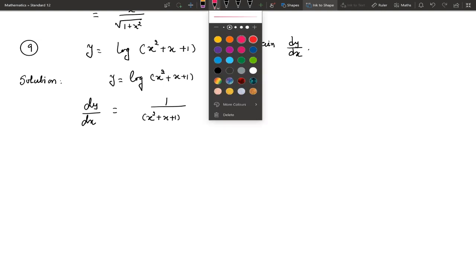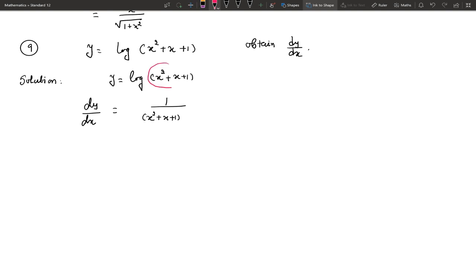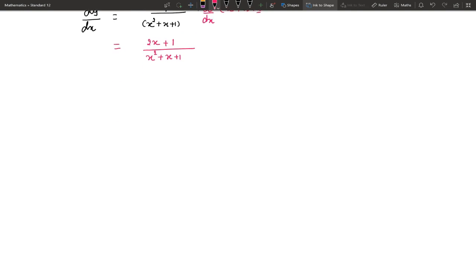Now inside you can observe it is a function of x. So into by chain rule as usual, d by dx of x square plus x plus 1. Now denominator is as it is, x square plus x plus 1. Now derivative of x square 2x, plus d by dx of x, derivative of x with respect to x is 1, and this 1 is constant, so derivative is 0. So this is dy by dx using chain rule.